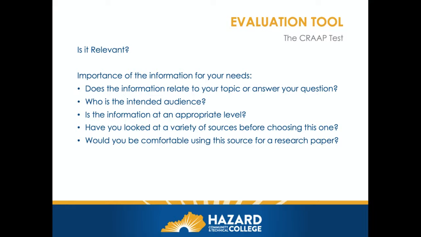Who is the intended audience of the information object that you're accessing? There are some differences, of course, in writing to children, writing to high schoolers, writing to adults or parents, writing to patients, writing to consumers. This will change how they relay information to you. Is the information at an appropriate level? This goes back to the age level, grade level. Is this appropriate to the situation?